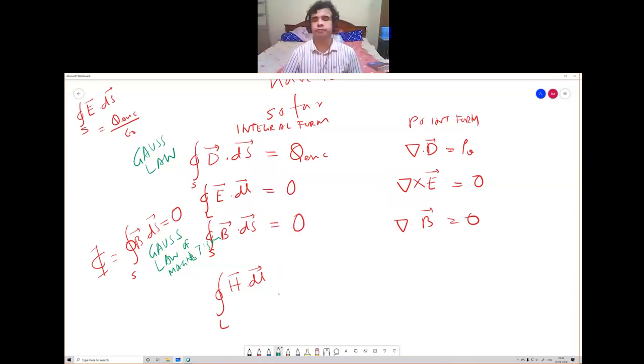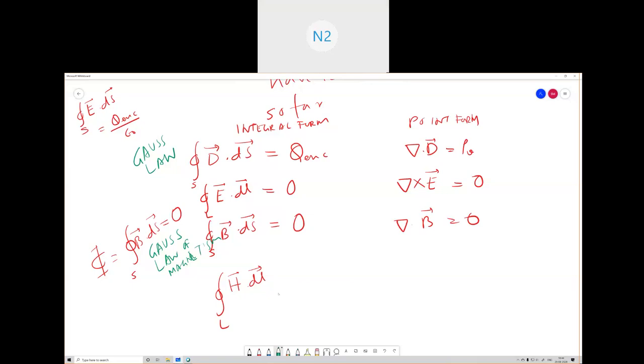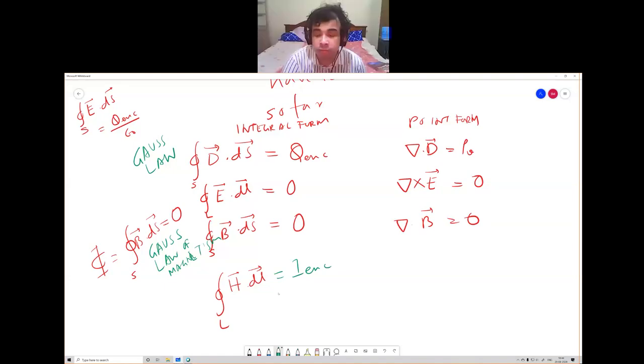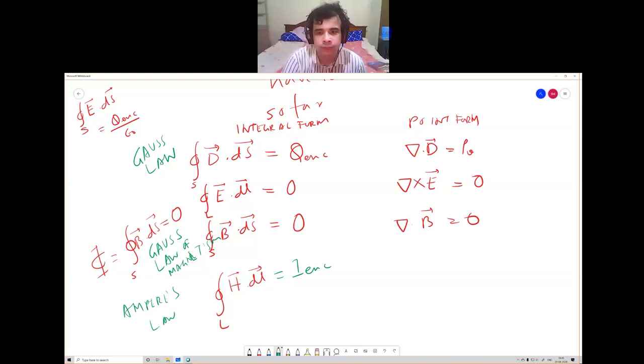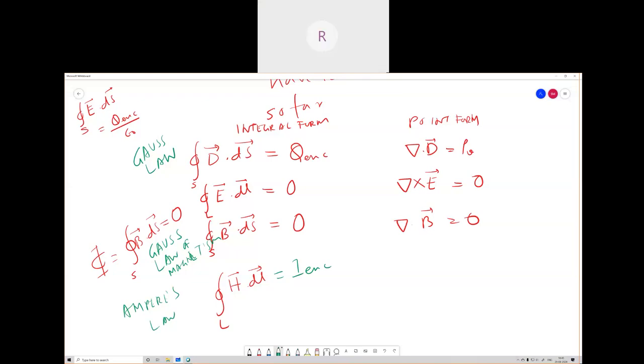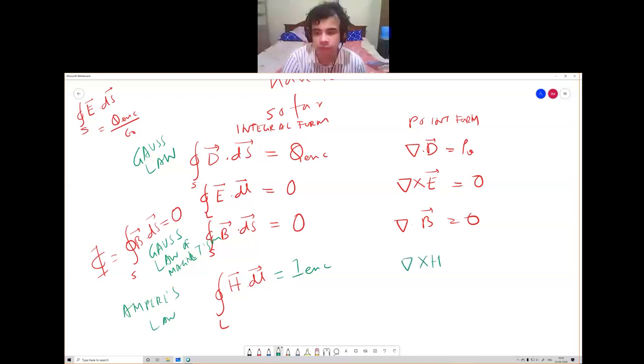What is this? I enclosed. Very good. Name of this law? What is the name of this circuital law? Ampere circuital law, or Ampere's law. Absolutely correct. In point form, we just discussed, curl of H equals J. Absolutely, curl of H equals J.